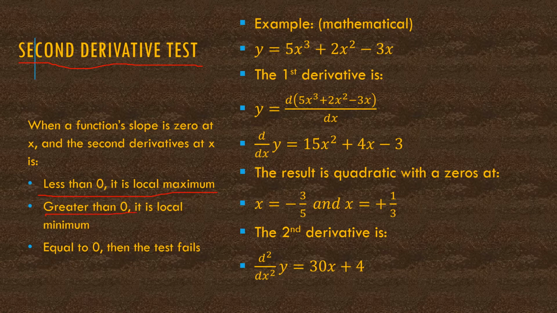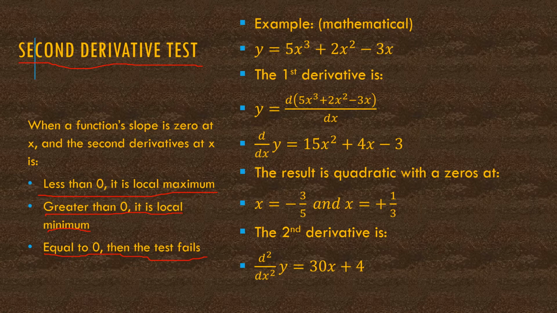If it is greater than 0, then it is considered to be a local minimum. If it is equal to 0, then the test is considered to be a failure. That means the output that you have determined is neither a maximum nor a minimum. That is wrong, so that means you have to go back.